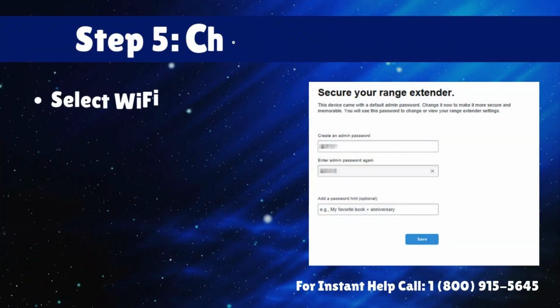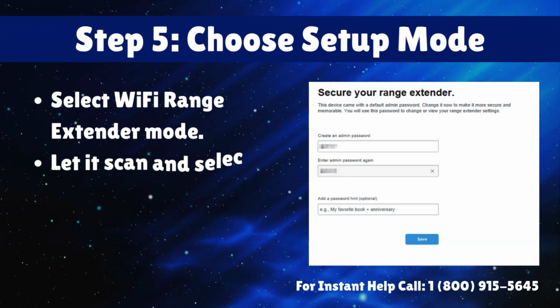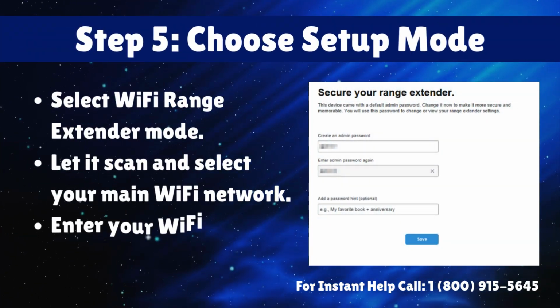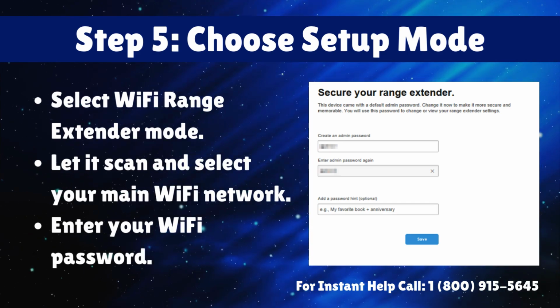Step 5. Choose Setup Mode. Select Wi-Fi Range Extender Mode. Let it scan and select your main Wi-Fi network. Enter your Wi-Fi password.